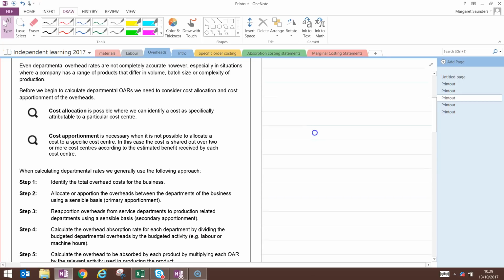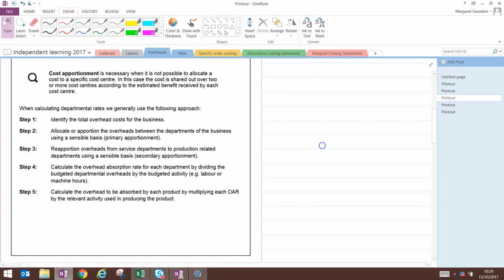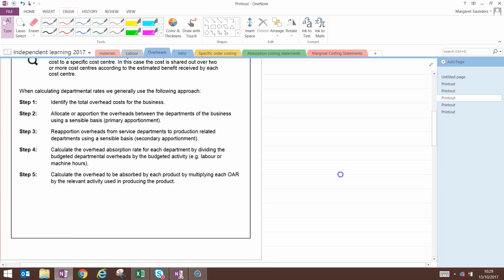So the steps we need to go through: step 1 is to identify the total overhead cost for the business. Then step 2 is to allocate or apportion the overheads. Step 3 is to reapportion any service centre overheads. Step 4, calculate the overhead absorption rate for each department. And step 5, calculate the overheads absorbed per product. So we'll look at an example.